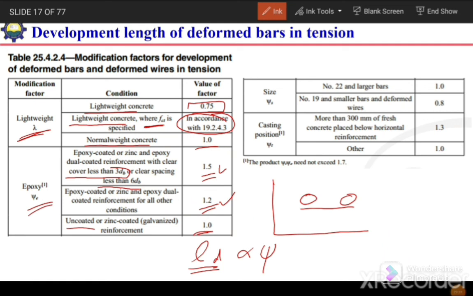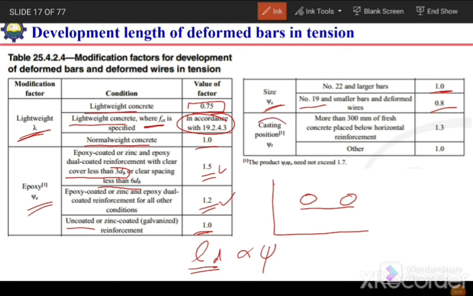The next factor is psi s, which accounts for the size of the bar. For number 22 and larger bars, its value is 1, and for bars with diameter 19 millimeter or lesser, its value is 0.8. So we reduce the development length.